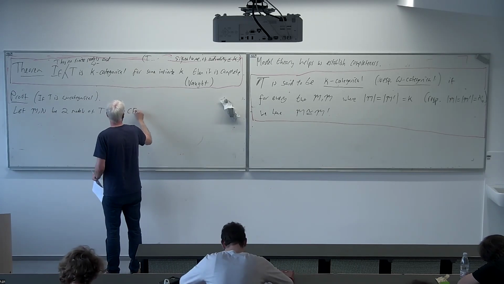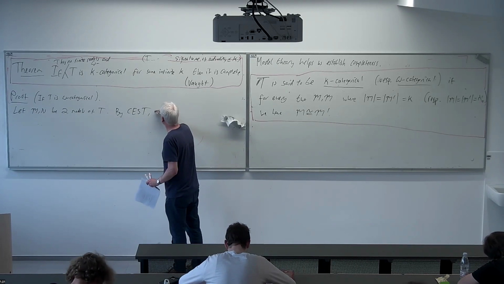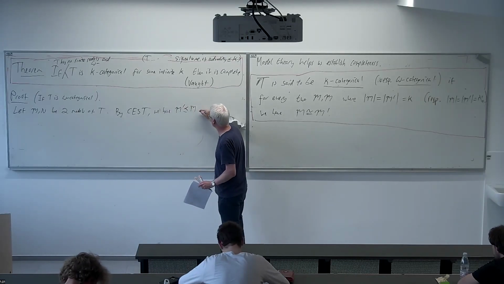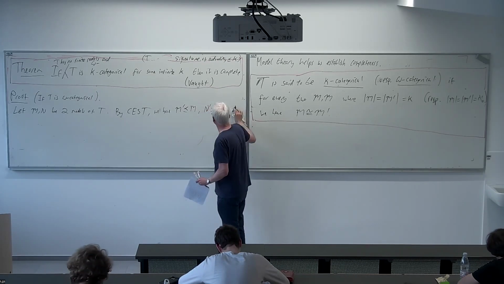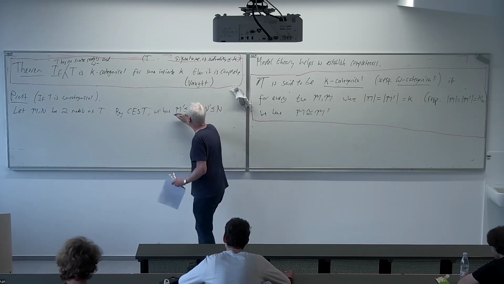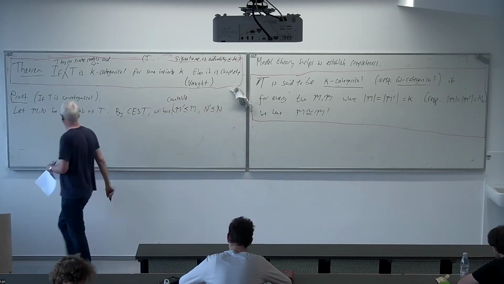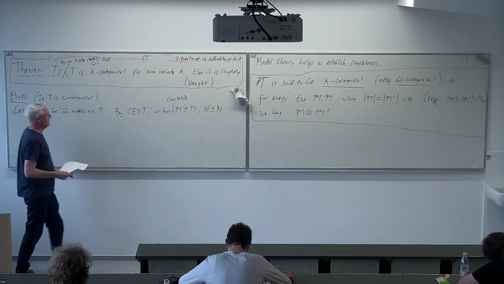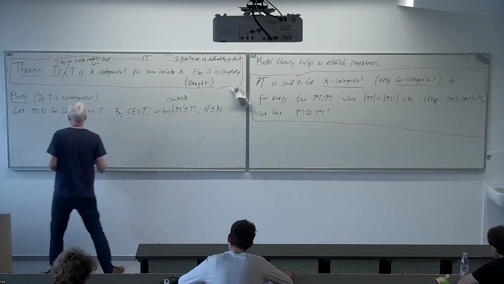By the countable elementary substructure theorem, CEST, we have M prime, remember this is the notation for elementary substructures, and N prime, elementary substructure of N, that are countable. And by omega categoricity, M prime and N prime are isomorphic.